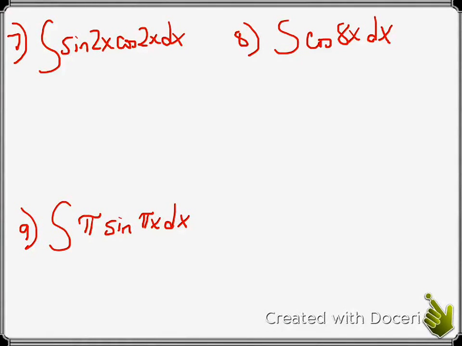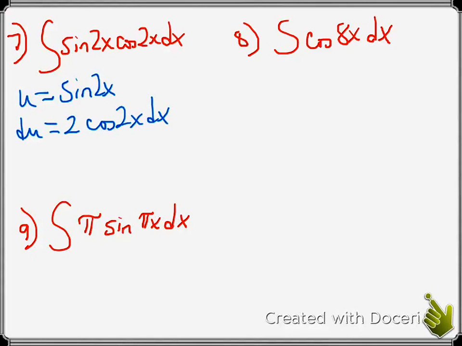All right, number 7, I'm going to let u equal, I'm sorry, sine 2x. Then du will equal 2 cosine 2x dx. Because I take the derivative of sine, which is cosine 2x, but then the derivative of 2x is 2. So I'll have 1/2 du equals cosine 2x dx. So now my original problem becomes 1/2 integration of u du.